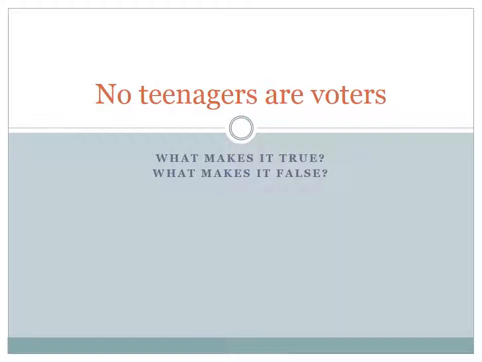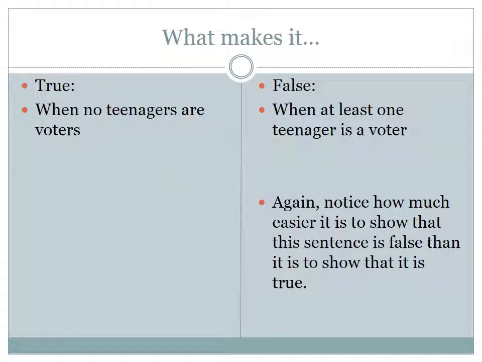And same with this one. No teenagers are voters. And of course, what makes it true? What makes it false? It is true when no teenagers are voters, and false when at least one is. And again, notice how much easier it is to show that the sentence is false than to show that it is true. And so all and none statements are much easier to show that they're false than it is to show that they're true. It requires much more evidence, or really the totality of evidence, to show that it's true, and only one piece of evidence to show that it's false. And that's something that we know about these sentences, but it's worth highlighting.